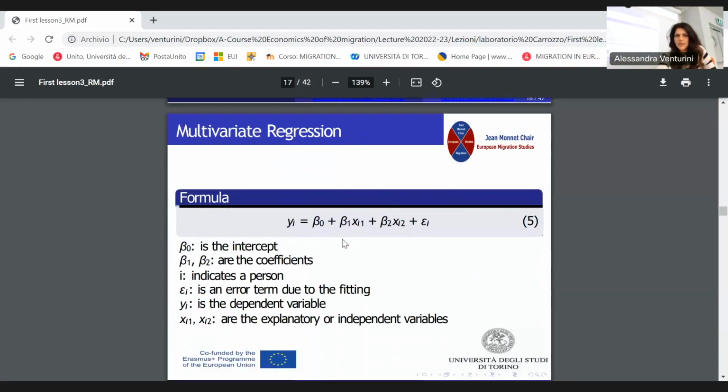Take a look at this multivariate regression. You are always unsatisfied by the explanation with just one variable. In this case, we have two independent variables. This is the dependent variable, our outcome. This is beta zero, the intercept. This is the slope of this variable, and this is the slope of the other variable, and this is the error. The result is the same.